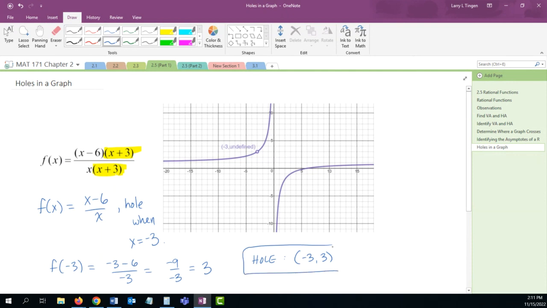Is that where it is? Yep. 5, 4, 3, 1, 2, 3. So there's the hole. The y coordinate of the hole is found by plugging in the x coordinate of the hole into the reduced form. And this is what I mean when I say reduced form.